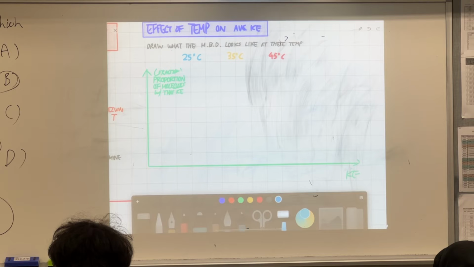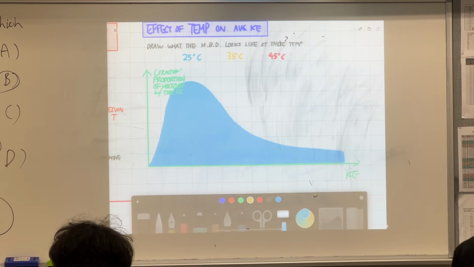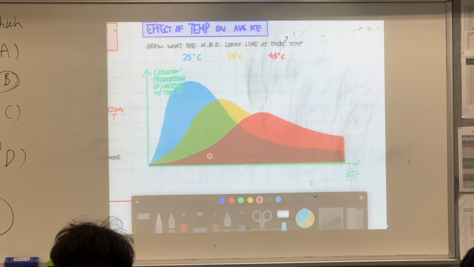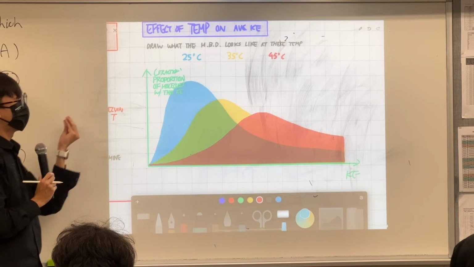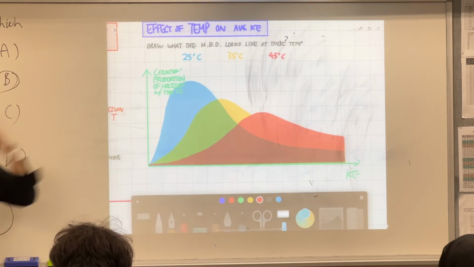For 25 degrees, you will need to draw a curve that looks like this. For 35 degrees, the peak will be lower than at 25 and it will be further to the right. For 45 degrees, the peak will be even lower than 35, but even further to the right. So tell me what you see when you compare these three curves. Do they all have the same area? Yes. That means the number of particles is the same, because I'm actually dealing with the same sample. It's just that I'm heating it up to 45 or cooling it down to 25.